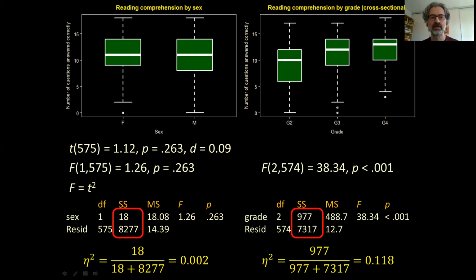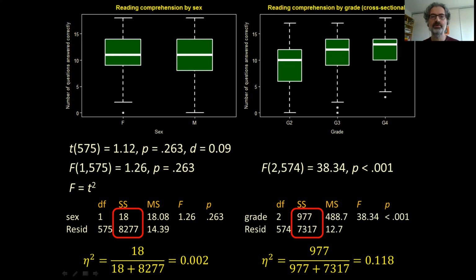And the effect size is an actual proportion of the total variability present in the data that is accounted for by this specific grouping. So 18 over the total is this minuscule proportion, practically nothing accounted for by sex in the reading comprehension data. 977 over the total is actually almost 12%. Almost 12% of variability in this reading comprehension test is accounted for by grade. That really leaves a lot to individual variability between children.